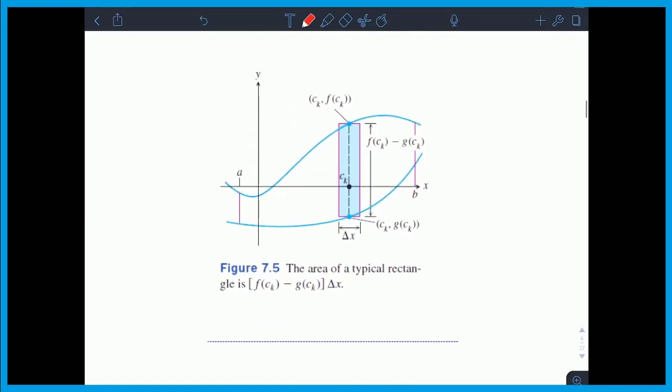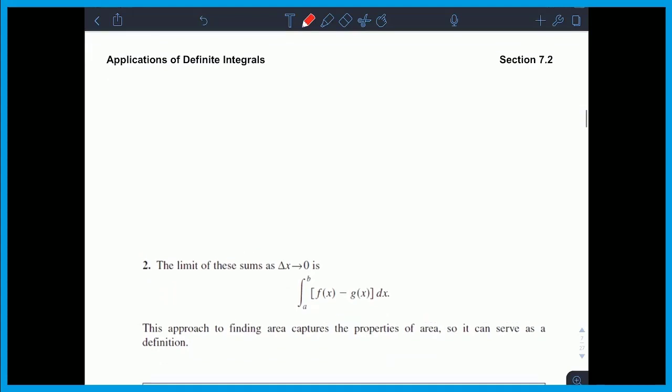So what this is going to look like in the end is, picture this. This is just one rectangle looked at a little more closely. You've got delta x on the bottom. You've got f of c sub k minus g of c sub k, which represents the height from the top curve to the bottom curve. Each of these are going to be added up, with an infinite number of partitions. More interestingly, you're going to make this delta x value go to 0. By doing this, we achieve the integral from a to b of f of x minus g of x dx, where f of x is the top curve and g of x is the bottom curve.